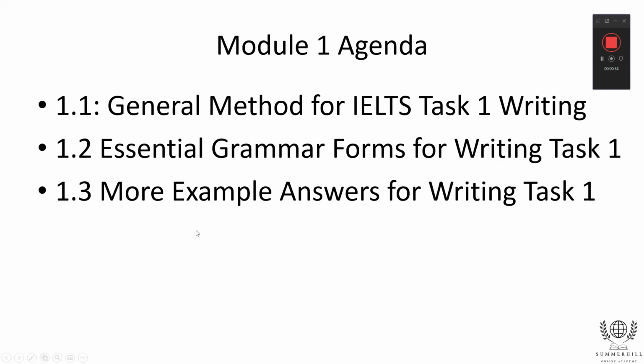So in the first part, we're going to talk about the general method for writing IELTS Task 1 Academic. This is an important step as we will be coming back to this general method, this general approach for doing IELTS Task 1 Academic for all types of academic writing Task 1, including maps, pie charts, processes, and of course increases, decreases. We will also, in this module, take a look at some essential grammar forms, some essential sentence structures that we can use to describe trends.